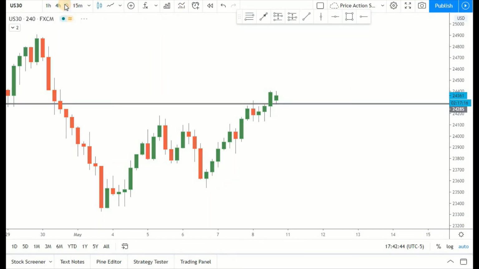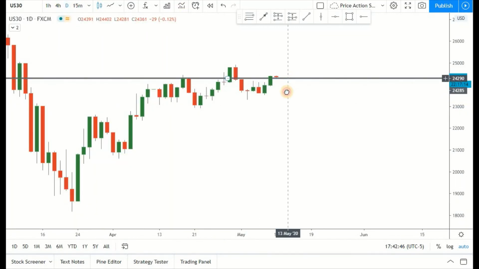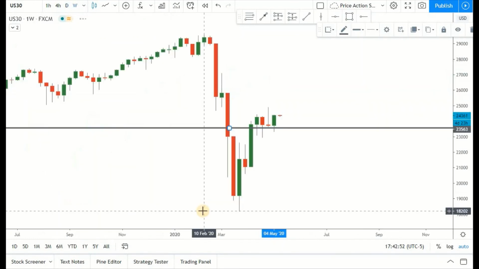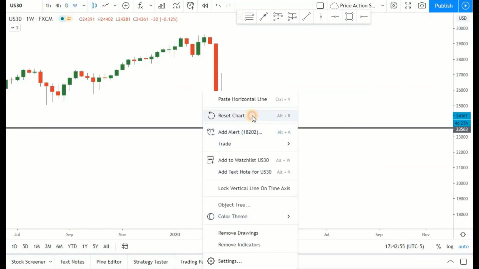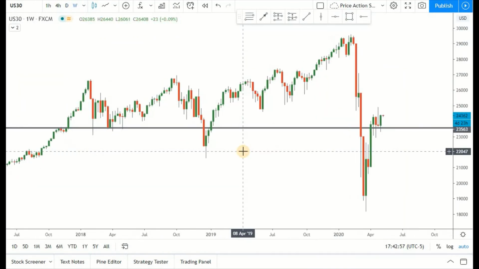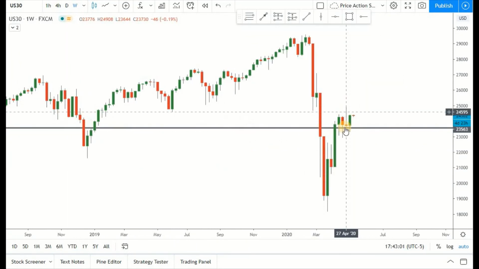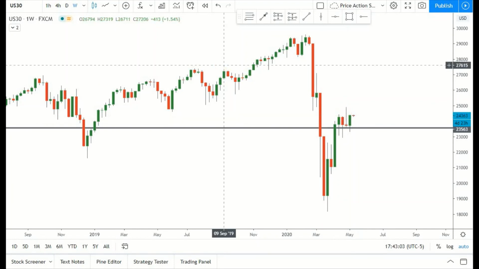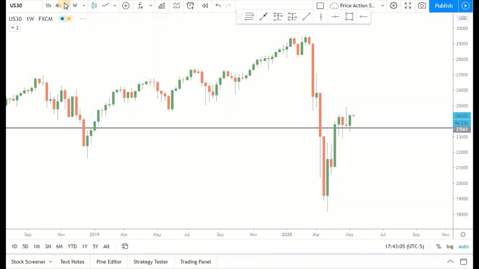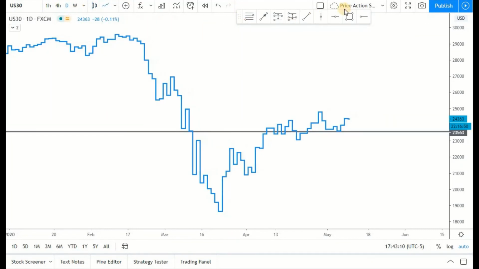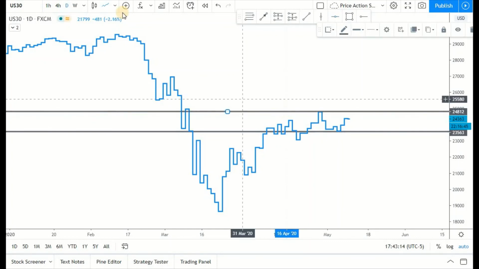Bonus though. US 30. You guys have a bonus. Okay, let's do a quick markup here. Let's see what's going to go on. Let's start from the weekly chart. The weekly close is actually very bullish. With this spoon bar here as a sign of sellers. Okay, interesting. Let's go to 4 hours.